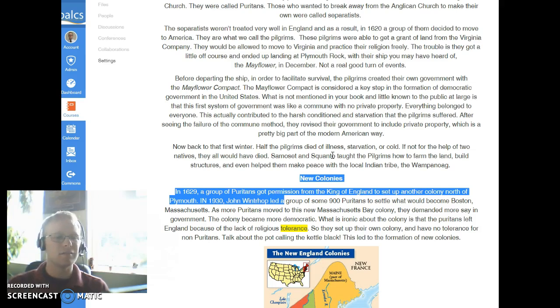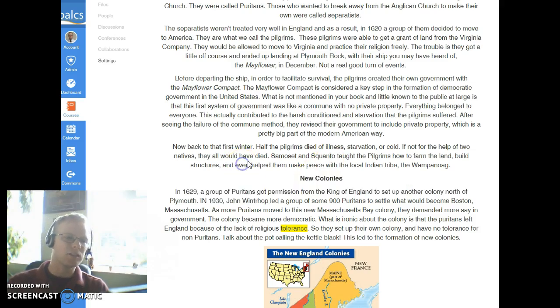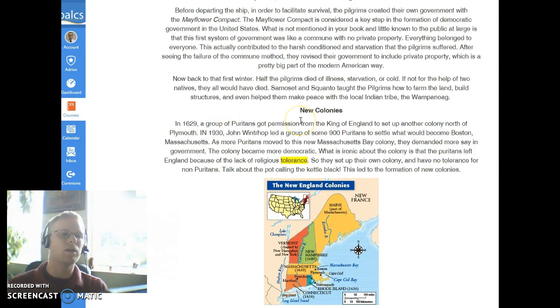And yeah, we're going to talk about that around Thanksgiving, because those Pilgrims and the Wampanoag are the first Thanksgiving. This leads us into the new colonies. See, in 1629, a group of Puritans, which is different from the Separatists, but a group of Puritans got permission from the King of England to set up another colony north of Plymouth in, typo, I'm going to say 1630.